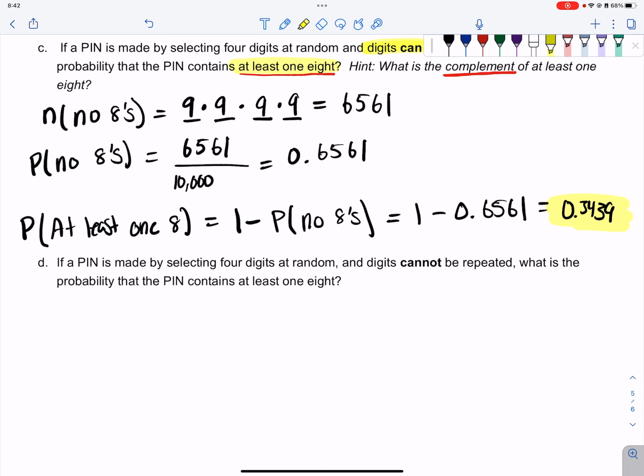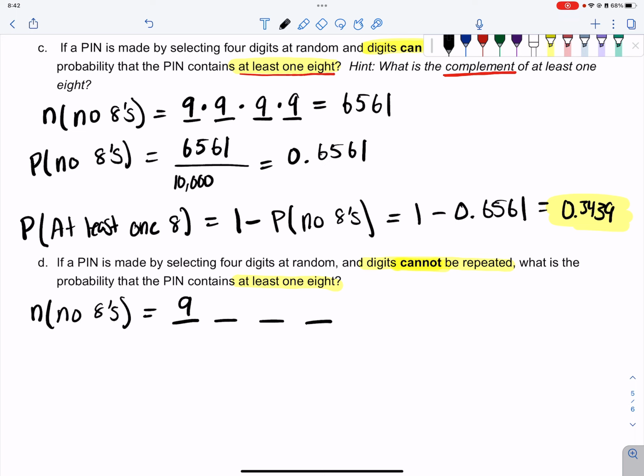The next one, we want to do this same thing, but now the digits cannot be repeated. And now from there, what is the probability that it has at least 1 8? Well, we're going to first, once again, look at our complement. So find the number of pins with no 8s in them. It's still a 4-digit pin number, so I'm going to have 4 blanks to fill in. And our first digit of the pin number, we're looking at 0 through 9, but we're taking away that 8, so it only has 9 options.